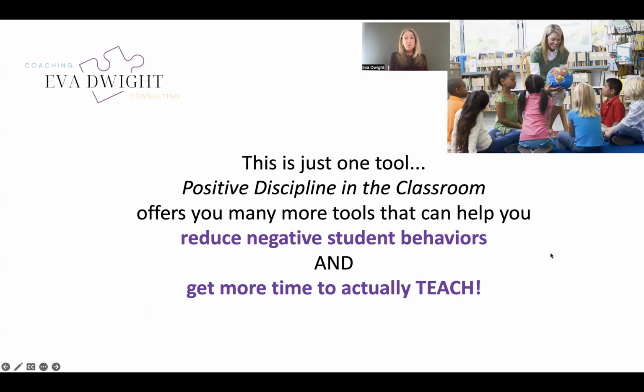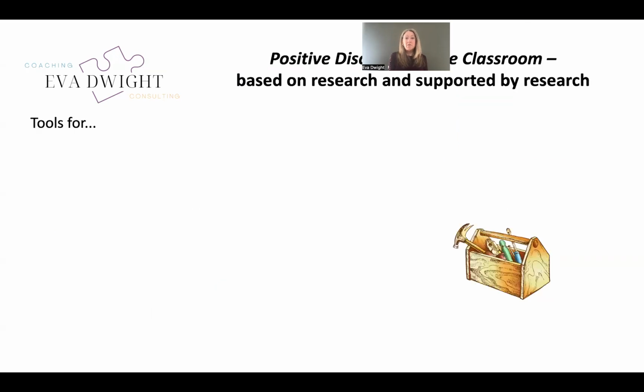Now, that's just one tool. Positive discipline in the classroom offers you lots of tools that can help you reduce negative student behaviors and get more time to actually teach.